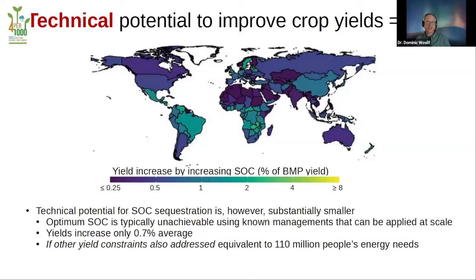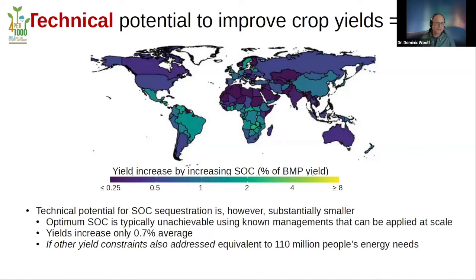But this is the sobering part of the study: in many parts of the world, it's simply not possible to reach the very high optimum soil organic carbon levels that we would need to reach in order to get these big yield impacts. So we're constrained by the biophysical ability of organic matter production and climates in these areas by how much we could actually increase soil organic carbon.